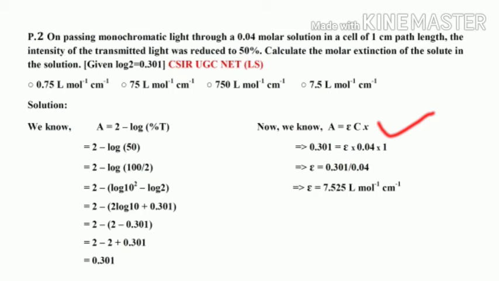in this equation, we get 0.301 equal to epsilon into 0.04, which is the value of the concentration, into 1, from which we get epsilon is equal to 0.301 divided by 0.04, and on simplifying it, we get epsilon is equal to 7.525 liter mole inverse centimeter inverse. So therefore the option D is the right answer.